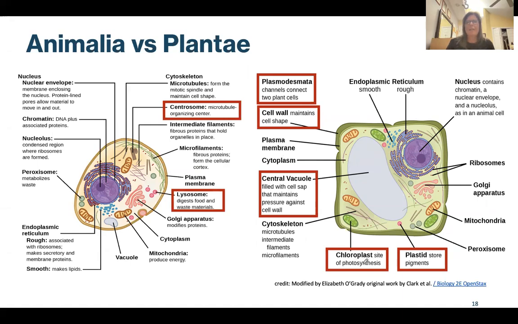We have plastids. Plastids are also, chloroplasts are actually a type of plastid. Central vacuole, cell wall, and plasmodesmata. So we're going to focus on talking about them. We already talked about the centrosome and the lysosome. So we're going to focus on these organelles that plant cells have and animal cells do not.